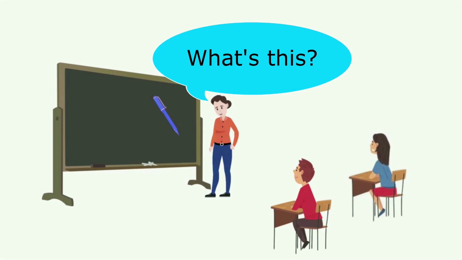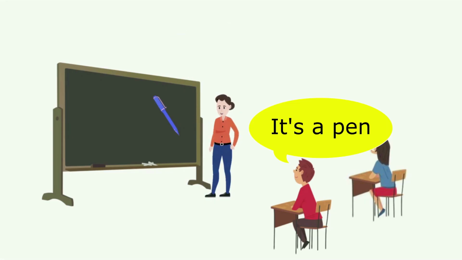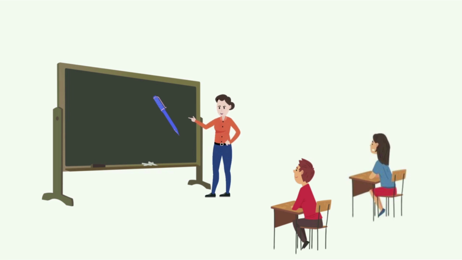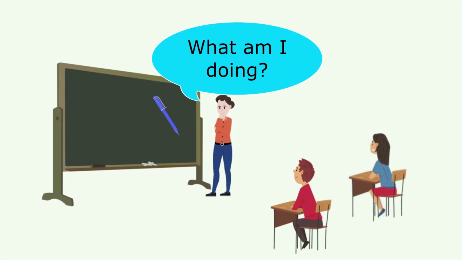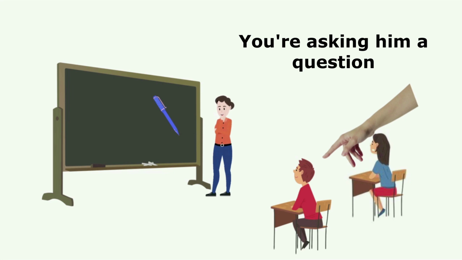Lesson 9. Asking. Answering. What's this? It's a pen. What am I doing? You're asking him a question.